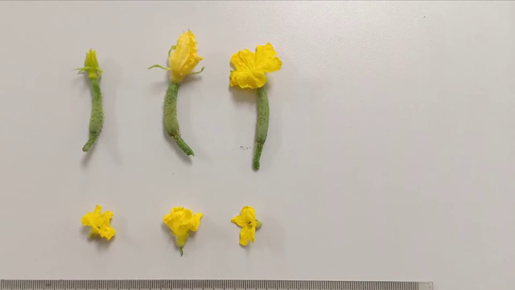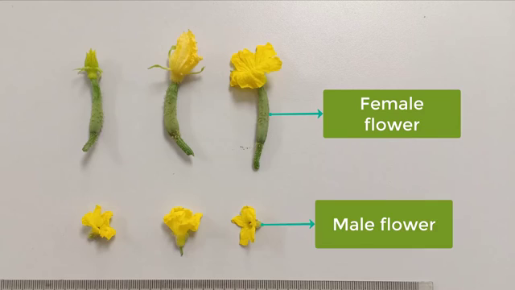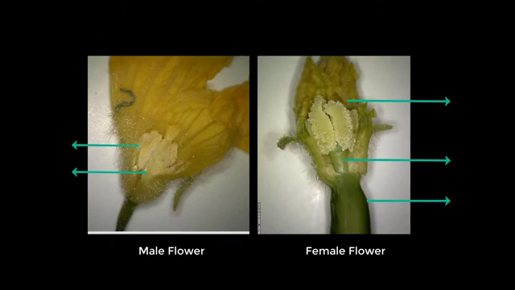These are the female and male flowers. The female flowers have small immature fruits at the base of the flower. The female reproductive structure of a flower consists of the stigma, style, and ovary, while the male flower consists of the anther and filament.